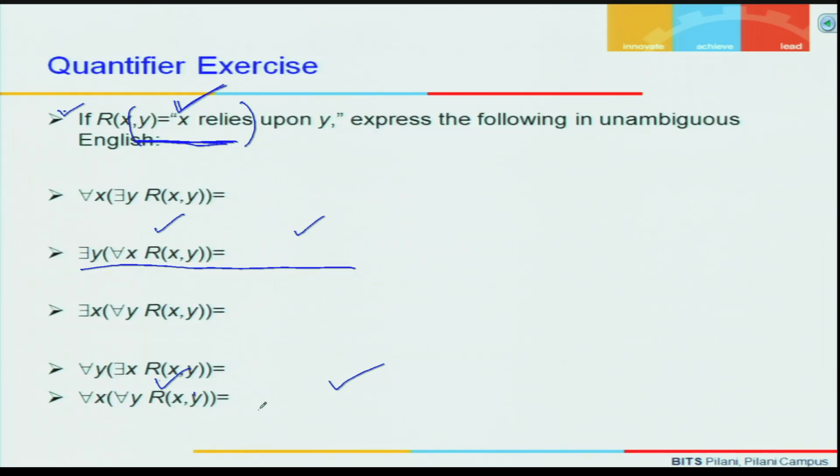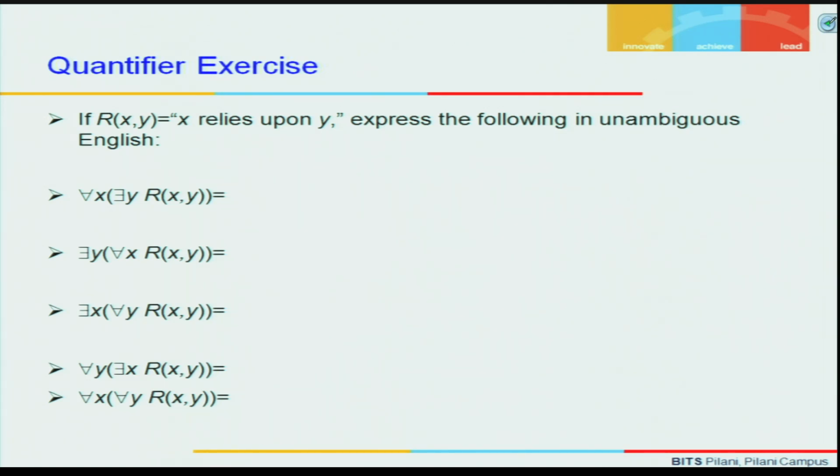Let us take this particular example and see what we mean in English when we write a statement in predicate logic. I am defining R(x,y) as x relies upon y. This is the predicate that I am talking about, and the universe of discourse of course is the set of human beings for both x and y. Then what does it mean by for all x there exists y R(x,y)? Just think about this. R(x,y) is x relies upon y.